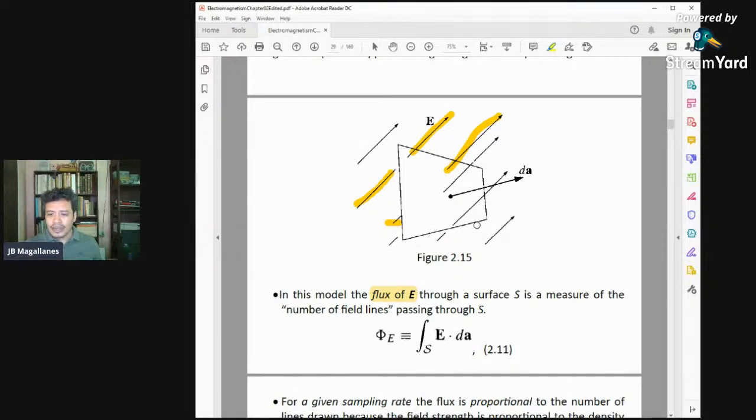So anyway, when you get the flux here, there's a difference in direction between E and dA. This is theta here.